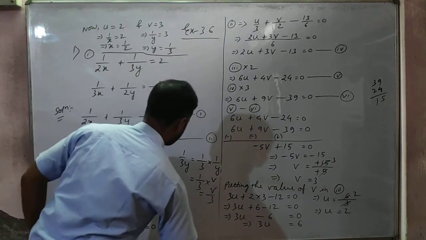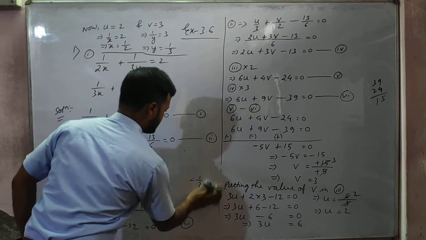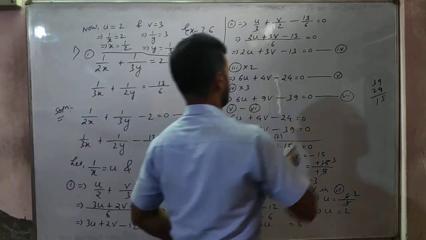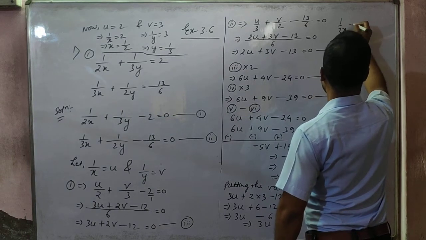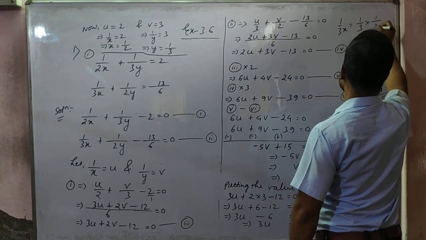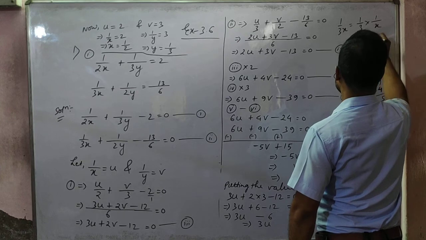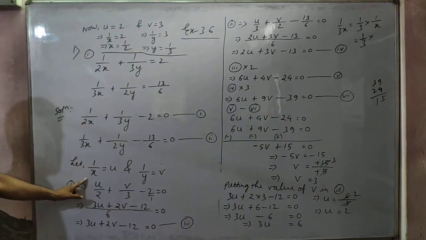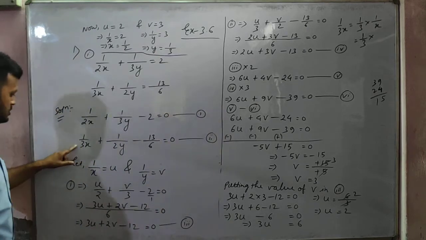In the same way, students, this equation we are taking. 1 by 3x is there. 1 by 3x, isn't it? So 1 by 3x, I can write 1 by 3 into 1 by x. I can write or not? So 1 by 3 will be staying here only. 1 by 3 is as it is. And 1 by x means what? 1 by x means u. I am talking about this one, 1 by 3x.